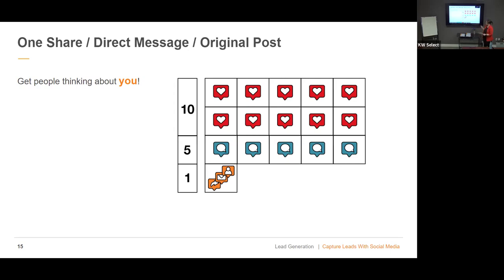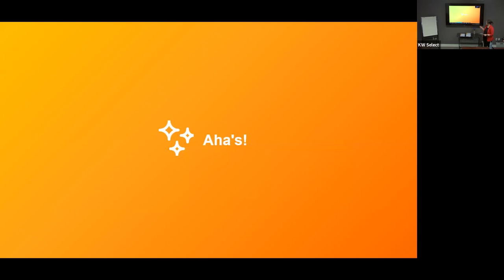Okay. Any ahas on this part so far? 10, 5, 1. It's a really great reminder, honestly, because I've been seeing it in the other Ignite sessions and I'm like, yeah, that's reminding me of something, but thank you for spelling it out. I did take a photo.